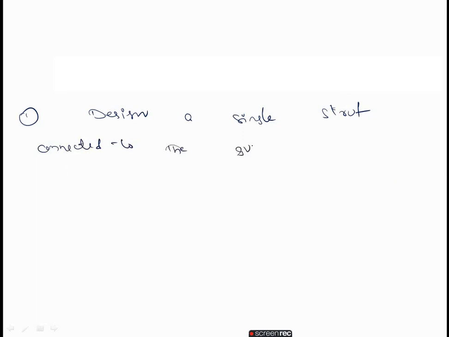And we will solve a small problem. The problem is: design a single strut connected to the gusset plate to carry 180 kilonewton factored load.